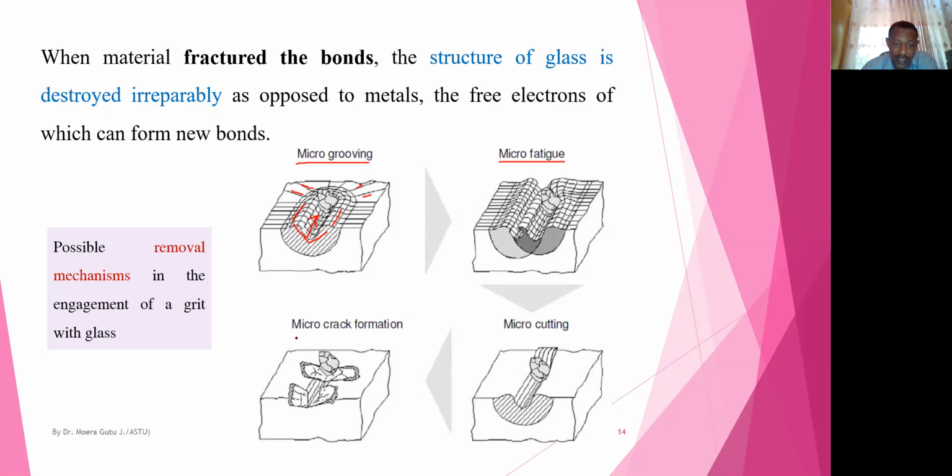The other one is micro crack formation. This is a very bad machining technique for ceramics. You had better avoid micro crack formation. Here, the crack is not uniform, and although the material is being removed, crack formation is a dangerous process. Micro cutting is a little better. The form of this one is machining depth. Material can be removed in the form of a micro cutting process.